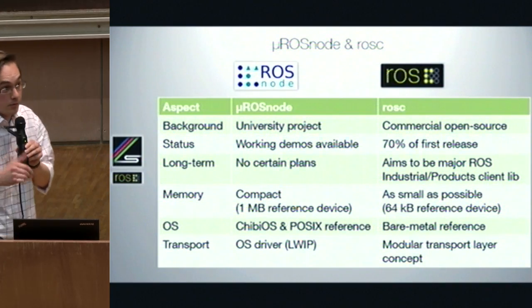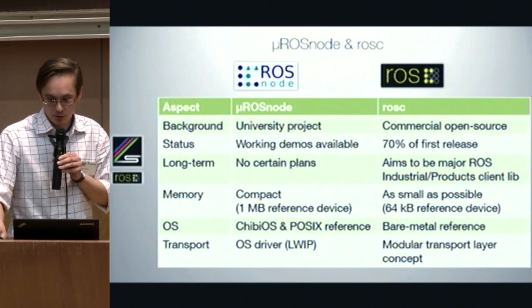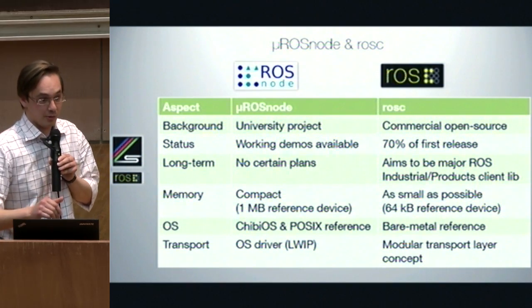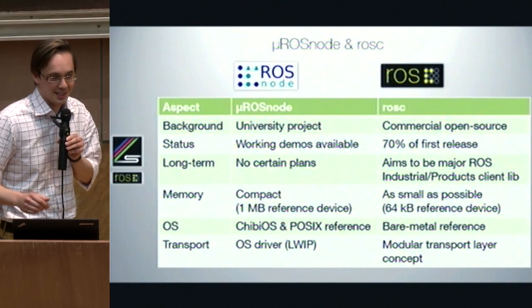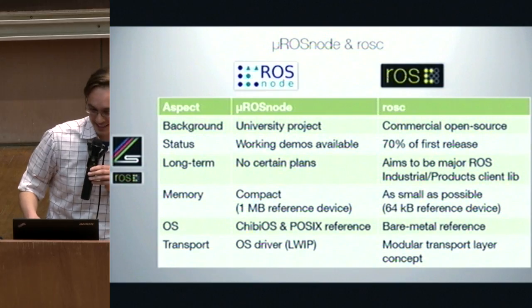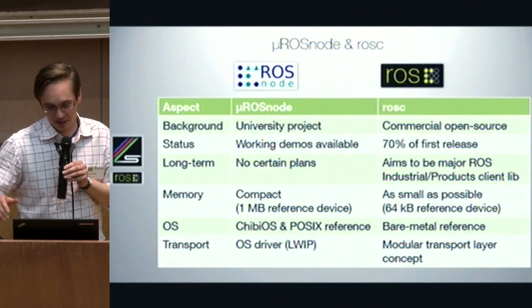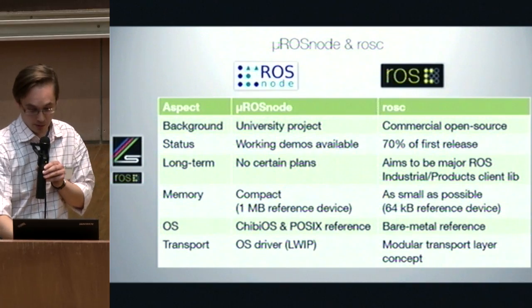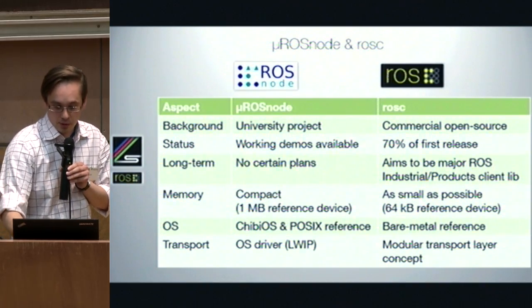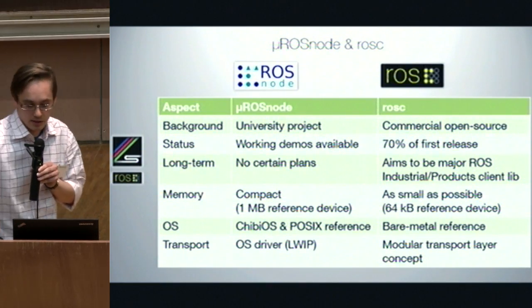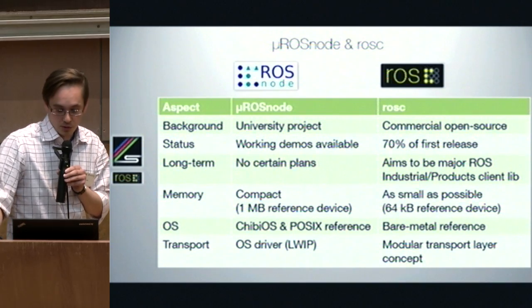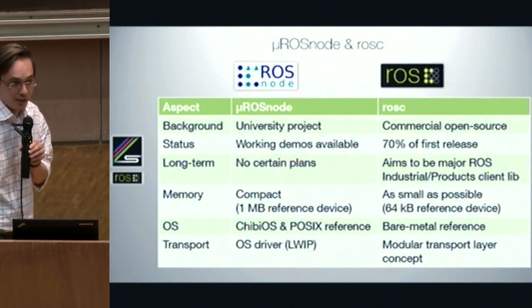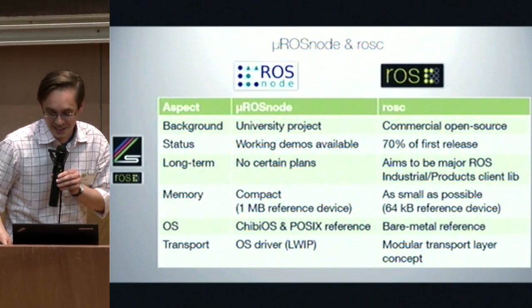And yeah, so if you listened to the MicroROS Node talk before, you probably wonder how rosc is different. Both developer teams wondered as well a couple of weeks ago, and this is why we hooked up and synced up to see what we are doing differently and where we are going. First of all, MicroROS is an academic project, and rosc is a commercial open source project. And MicroROS is available for use today. There are working demos available, and rosc is still under development.